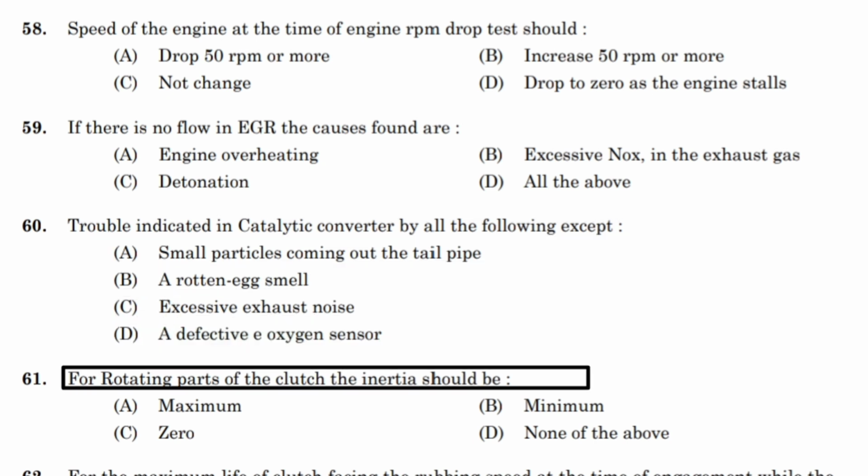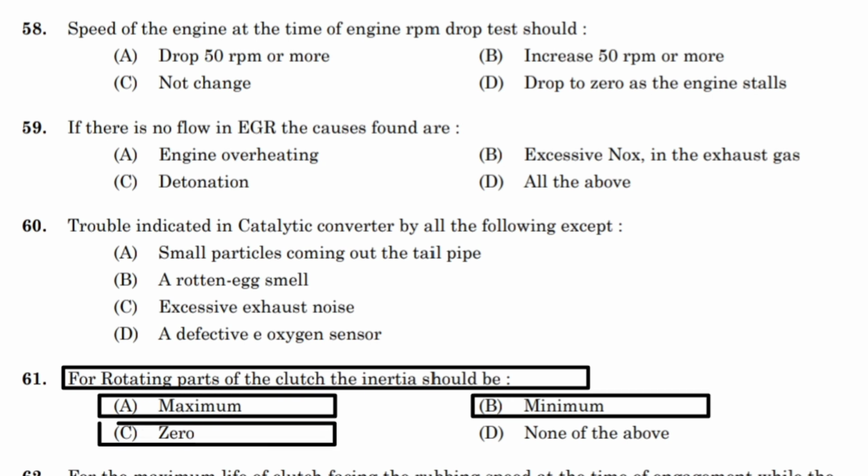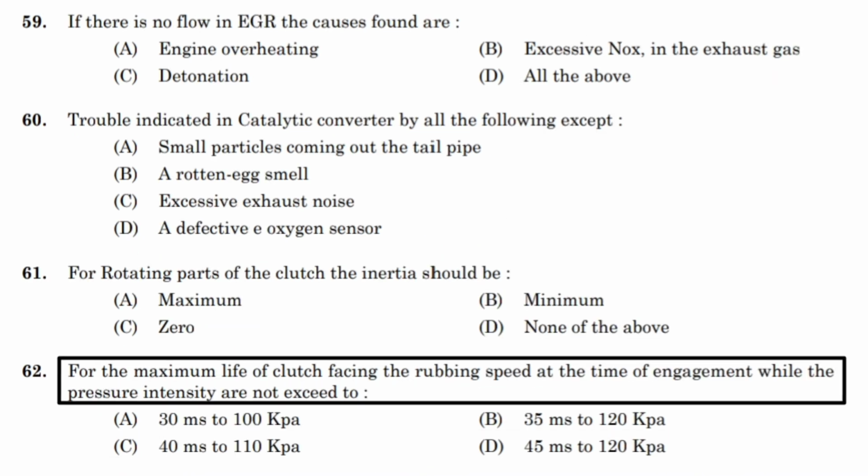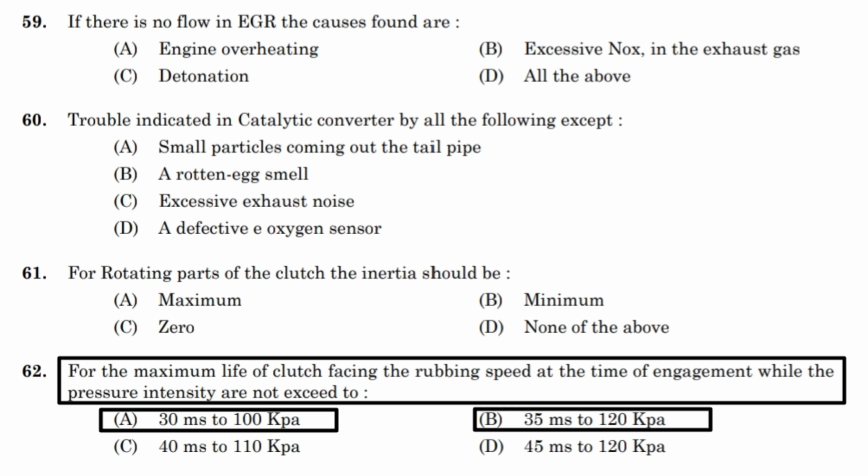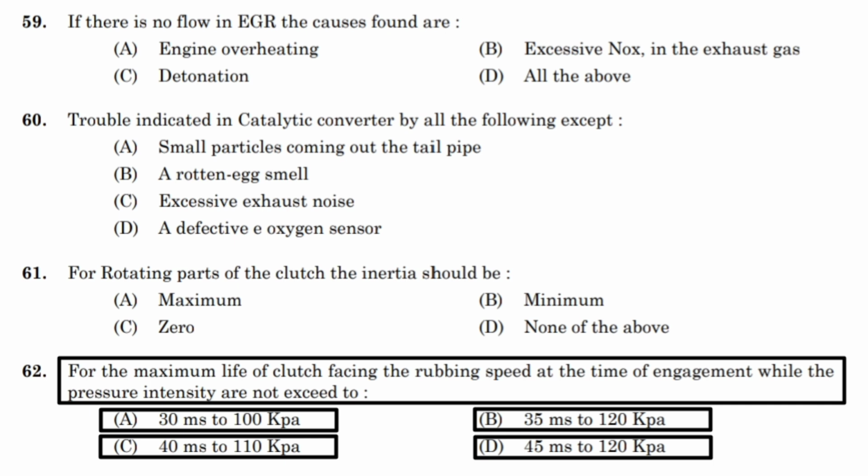61. For rotating parts of the clutch, the inertia should be A. maximum, B. minimum, C. 0, D. none of the above. Answer B. Minimum. 62. For the maximum life of clutch facing, the rubbing speed at the time of engagement and the pressure intensity should not exceed A. 30 meters per second and 100 kilopascals, B. 35 meters per second and 120 kilopascals, C. 40 meters per second and 110 kilopascals, D. 45 meters per second and 120 kilopascals. Answer A. 30 meters per second and 100 kilopascals.